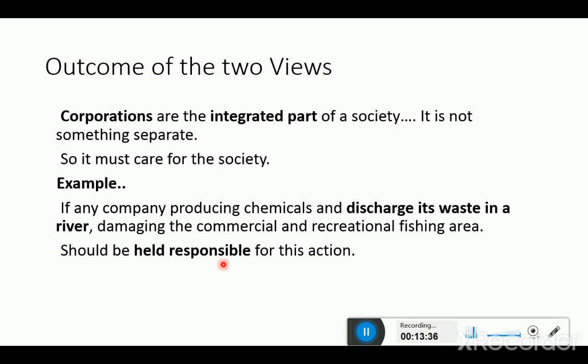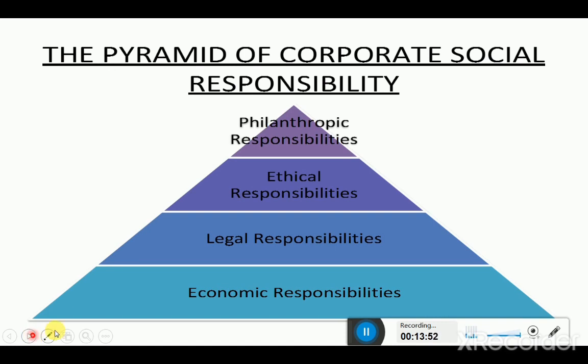So from both views we get the idea that organizations are not separate from the society. They are part of the society. The organization, company, business is part of the society. Hope inshallah, a bit of the idea will be clear.